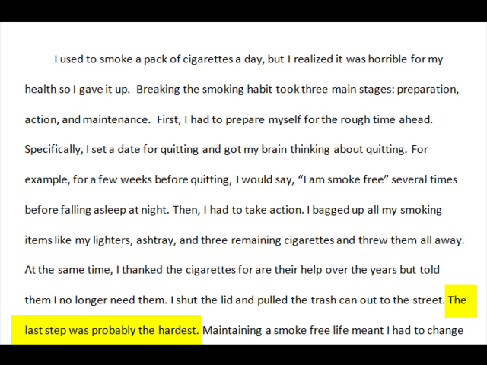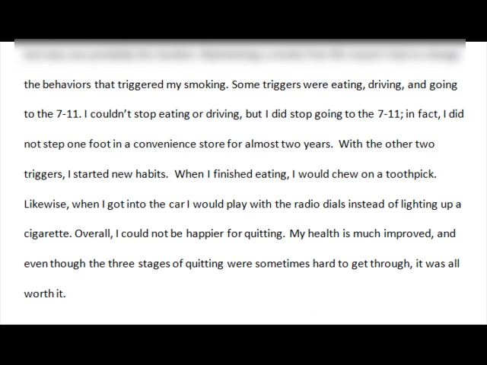And here's the final signpost sentence. The last step was probably the hardest. Maintaining a smoke-free life meant I had to change. Now notice that the word maintaining goes with the word maintenance from the topic sentence. Maintaining a smoke-free life meant I had to change the behaviors that triggered my smoking.